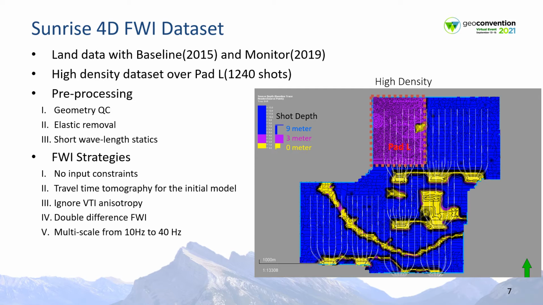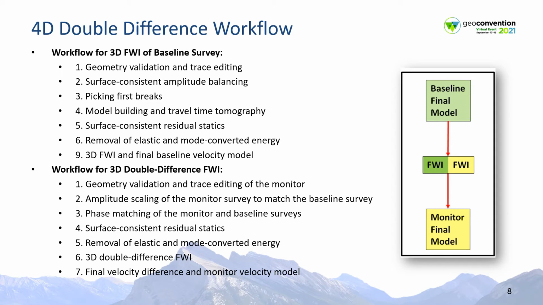We've listed here some of the pre-processing steps that were used and also some of the strategies employed while processing the FWI volumes. For the baseline 3D, we used the standard FWI workflow to invert the baseline velocity model, which consisted of geometry validation, amplitude balancing, first break picking, and travel time tomo to develop the initial model for the FWI and then finally deriving the baseline velocity model.